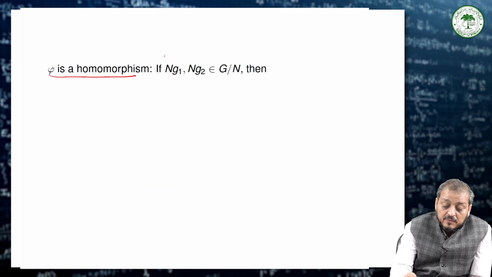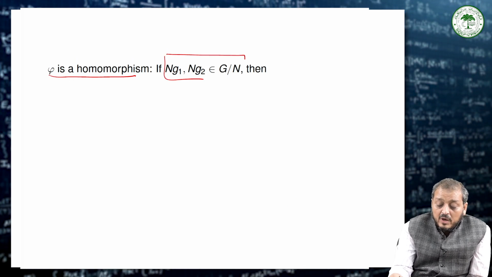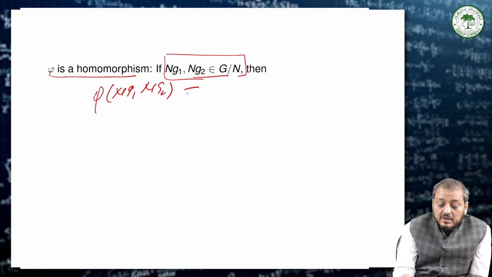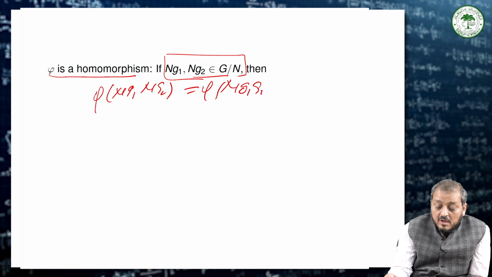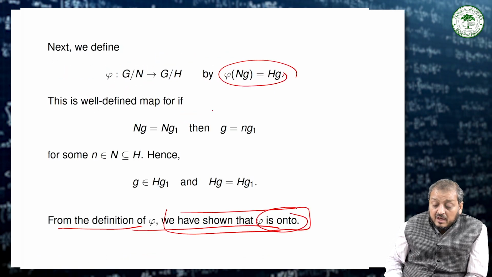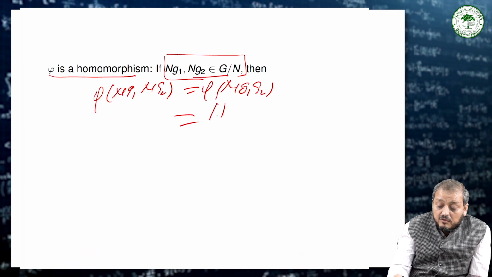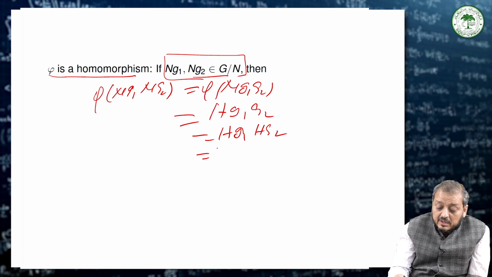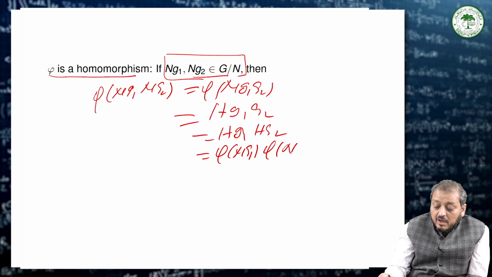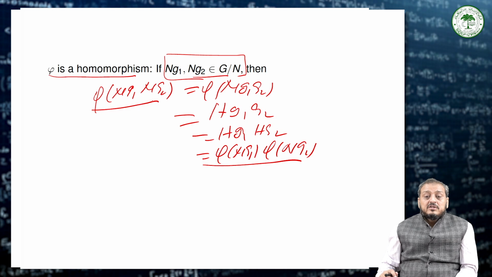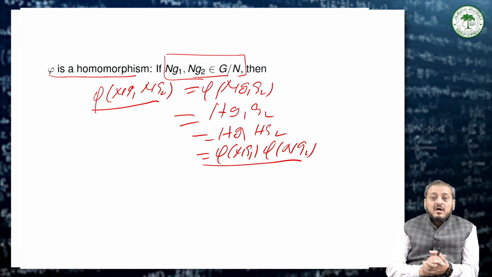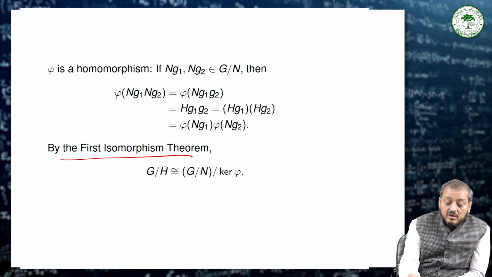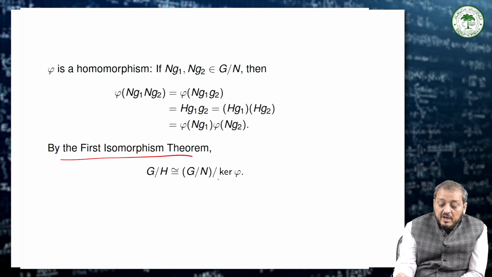So now we have to show that phi is a homomorphism, and we take two elements Ng1 and Ng2 in this group. Using the property of N of g1g2 and by the definition, this is nothing but equal to H of g1g2, and H is normal, so Hg1 Hg2, and then it is equal to phi of Ng1 and phi of Ng2. So clearly phi is a homomorphism. If it is an onto homomorphism, then the first isomorphism theorem says that G by N over kernel of phi is isomorphic to G by H.